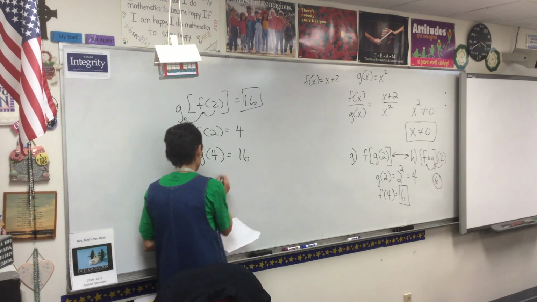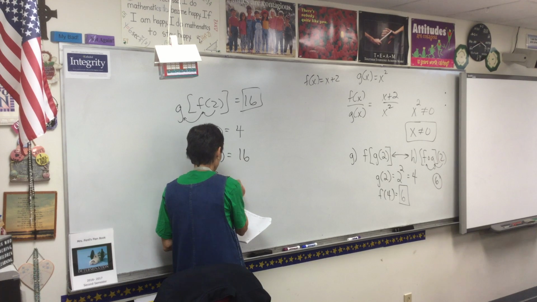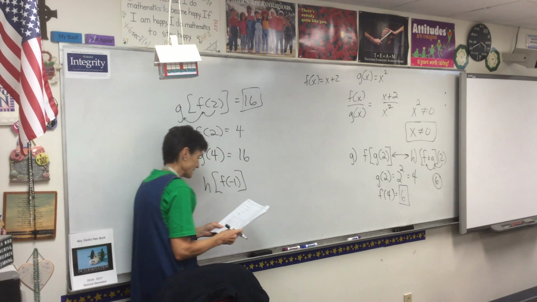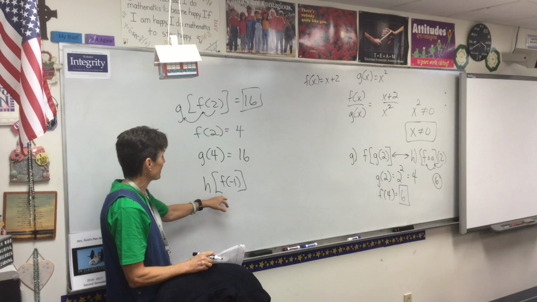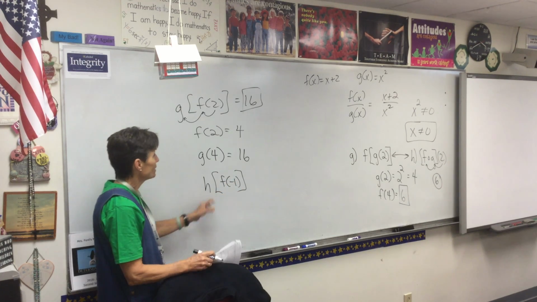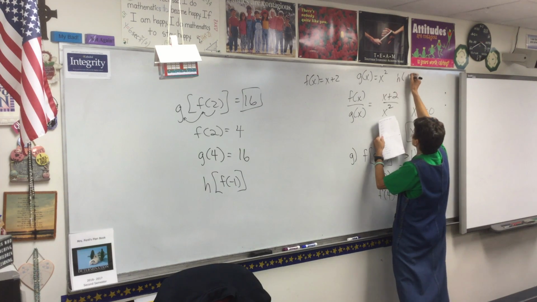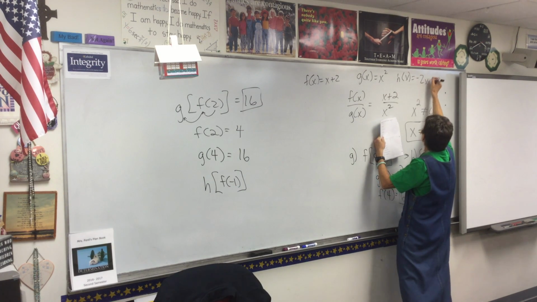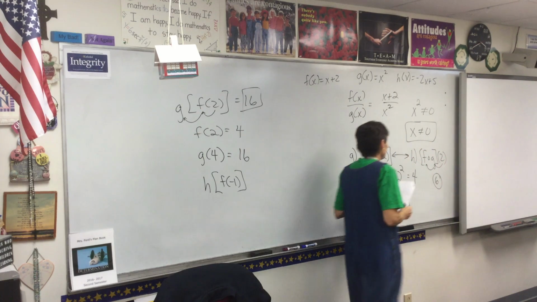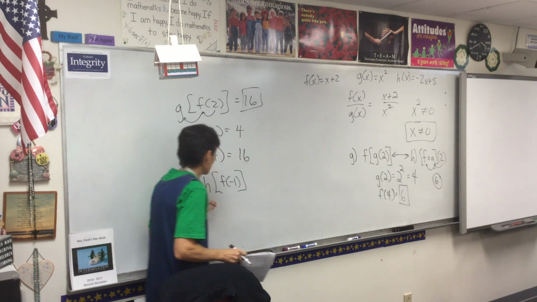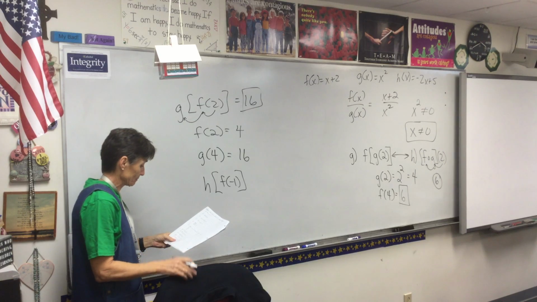All right, on your own, find h of f of negative 1. That's how we say that. H of f of negative 1. So go ahead and figure that out. The h function is negative 2x plus 5. So go ahead and see if you can figure out what h of f of negative 1 is.